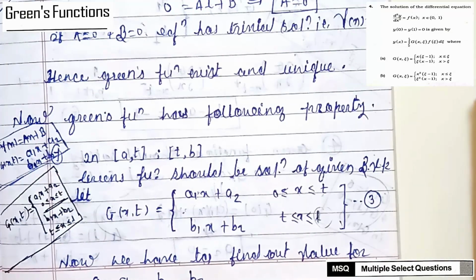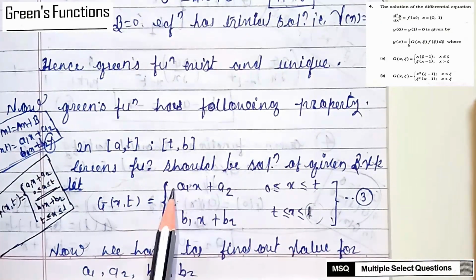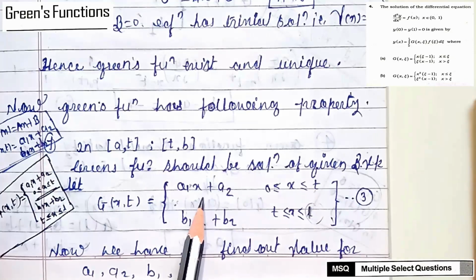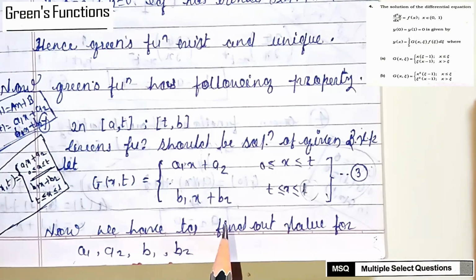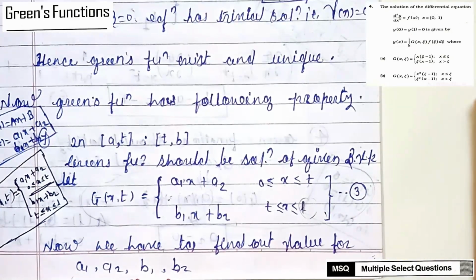But as we can see, we have some constants a1, a2, b1, b2, so we have to find these constants. For finding any constant in our differential equation, we always know that we differentiate with respect to that variable in our function. Once we differentiate, we get the values of these constants. So now let's work out the values of a1, a2, b1 and b2 as per the given steps in our Green's function.